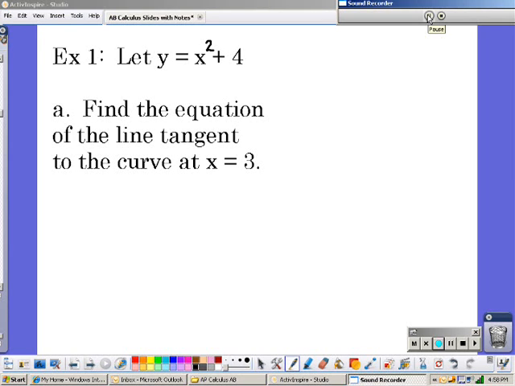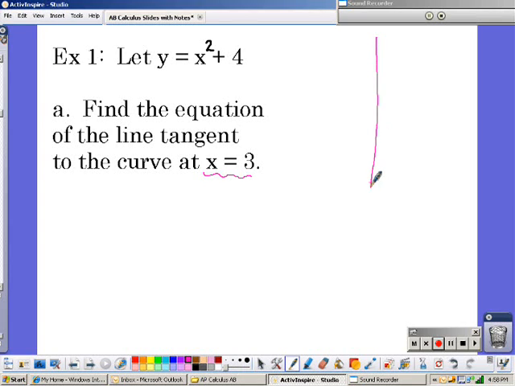So let's take a look at an example together. You might come across a question like this that gives you an equation, such as y equals x squared plus 4, and then it's going to ask you to find the equation of the line tangent at x equals 3. Now, we're pretty savvy folks. We know that x squared plus 4 is the graph of a parabola. I'm going to sketch it over here. Since we have a plus 4, that means my parabola is moved up 4. So I'm going to move up 4, and I'm just going to draw a very general parabola shape.